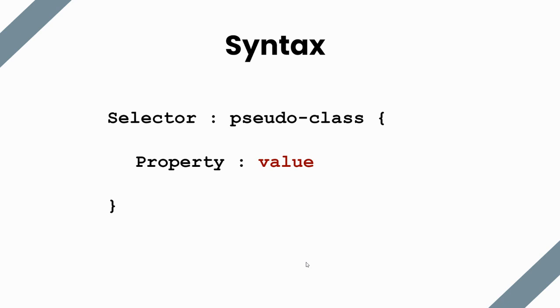Yeah, so here we have a very brief syntax, and it's quite similar to the pseudo element. The only difference is that it uses a single colon and not the double colon. And we also have the pseudo class after the colon. Before the colon, we have the selector, that is going to be the particular element we'll be styling. And this also has its property and value.